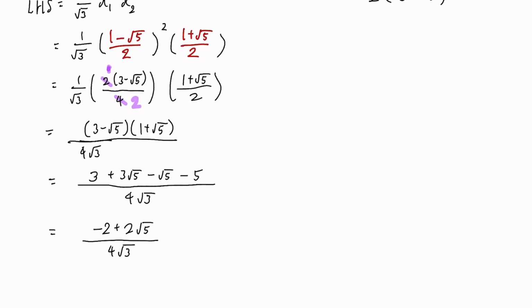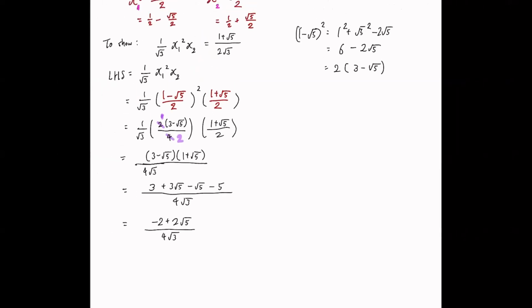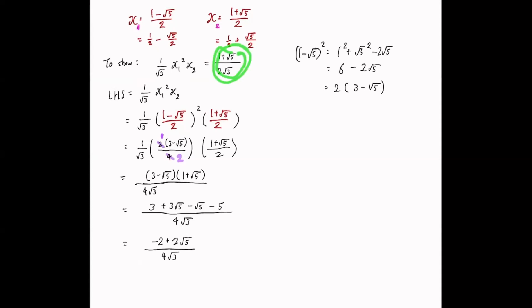Okay, then I'm stuck. What did I want to show? I wanted to show this guy, 1 plus square root 5 over 2 root 3. But they look different. What do I do?